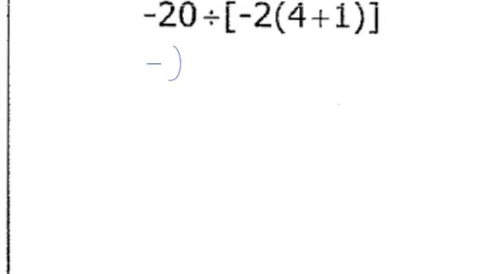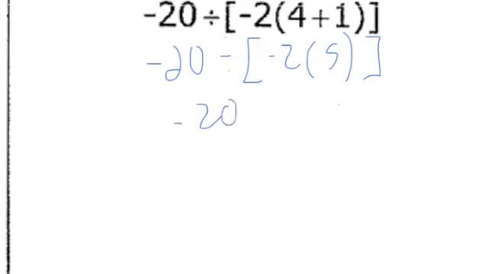So we have minus 20 divided by minus 2, and then 4 plus 1 gives us 5. We still want to take care of what's inside the parentheses. So we have minus 20 divided by, and if you have a number next to a parentheses, like right here, that's always going to give you multiplication. So minus 2 times 5 gives you negative 10.